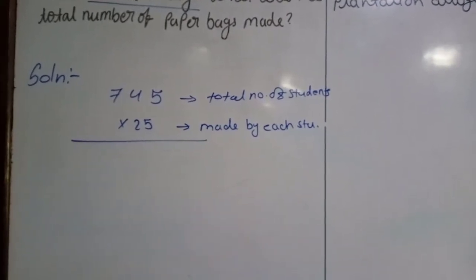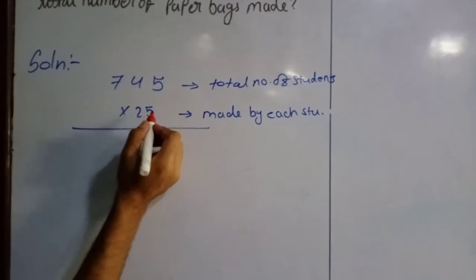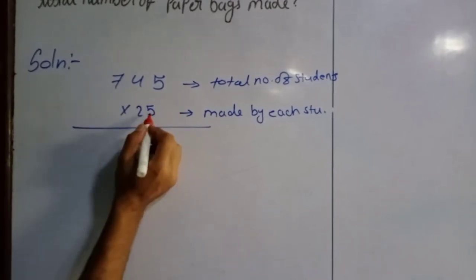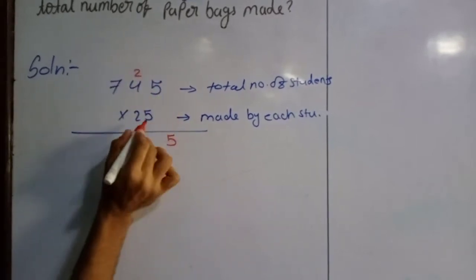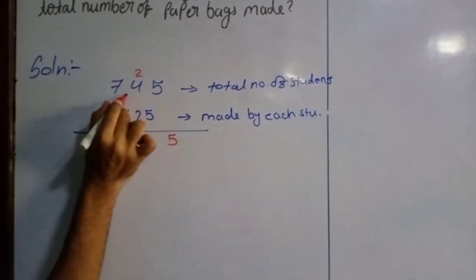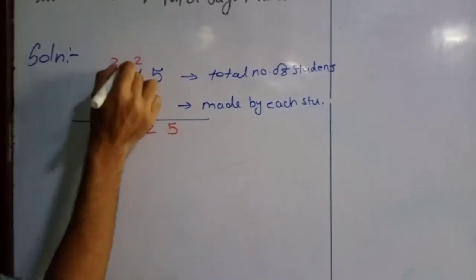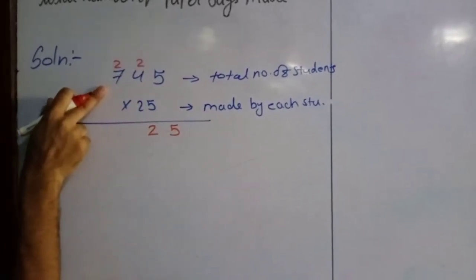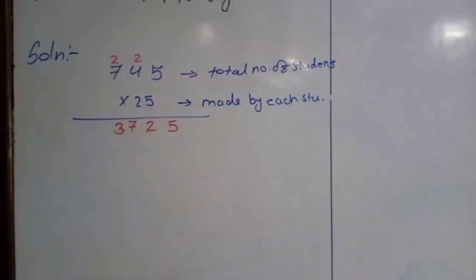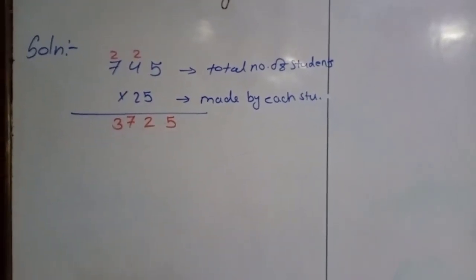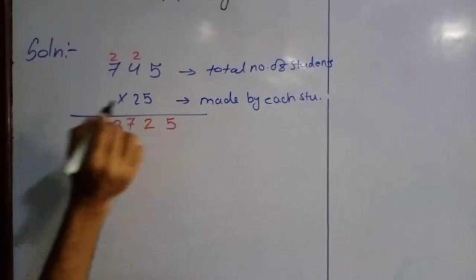Now do the multiplication. Let's start. 5. We have to read the table of 5 till 5 times. 5 5s are 25, 2 carry. Again 5 4s are 20 plus 2, 22. Again 2 carry. 5 7s are 35 plus 2, 37. Now we have to multiply by 2. That is at the place of tens.